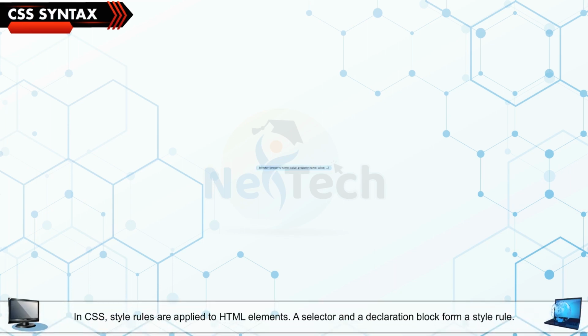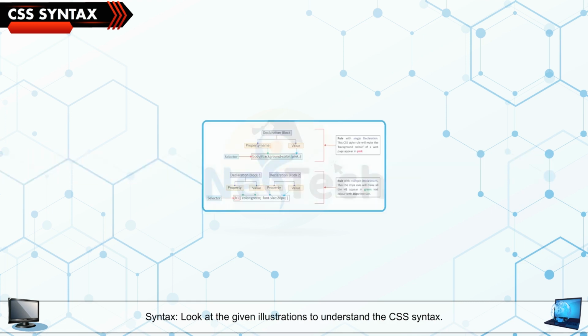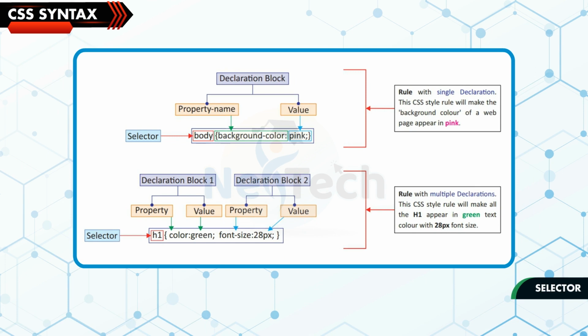CSS syntax. In CSS, style rules are applied to HTML elements. A selector and a declaration block form a style rule. Syntax. Look at the given illustrations to understand the CSS syntax. Let us now understand the terms used in CSS syntax in detail.